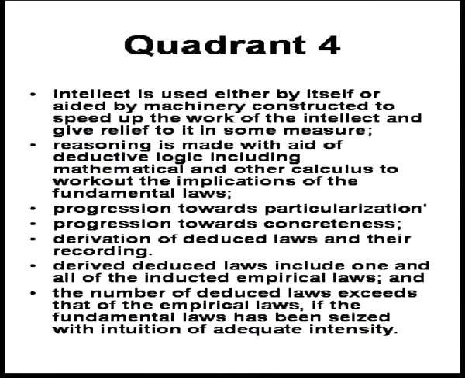Derived deduced laws include one and all of the induced empirical laws, and the number of deduced laws exceeds that of empirical laws. If the fundamental laws have been seized with intuition of adequate intensity, one finds that the process of observation corresponds to quadrants 1 and 2, the process of formation of hypothesis to quadrant 3, and testing of hypothesis to quadrant 4 in the cycle.